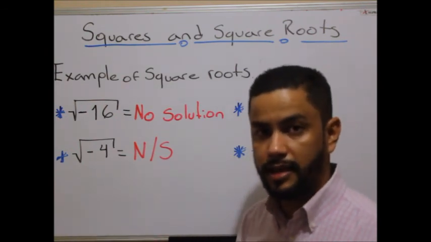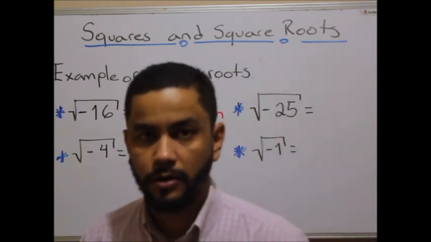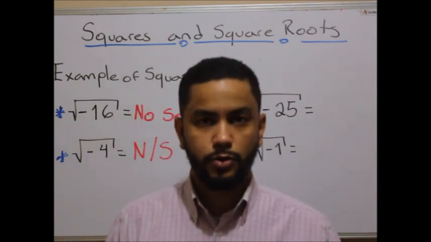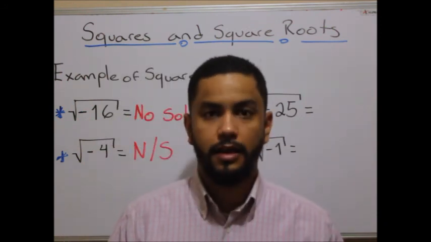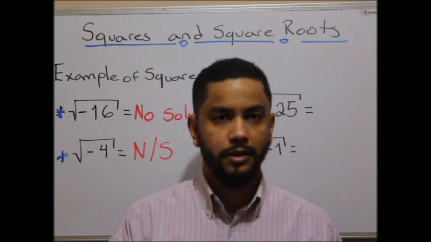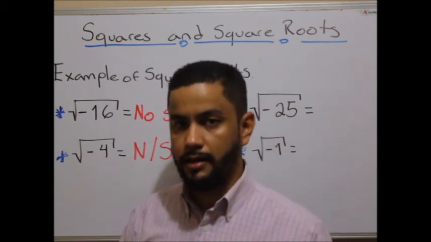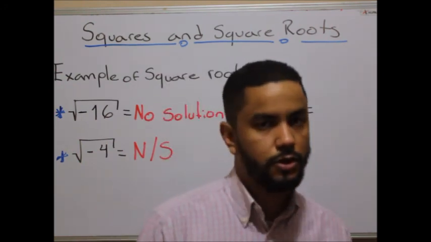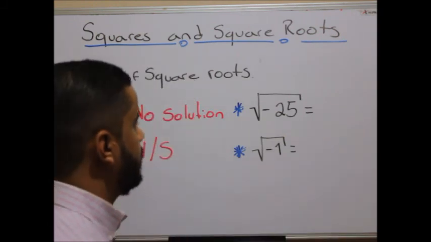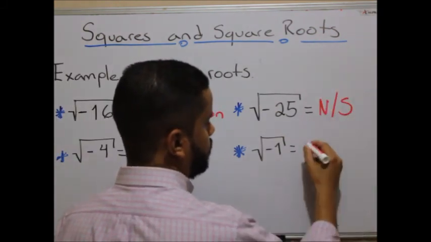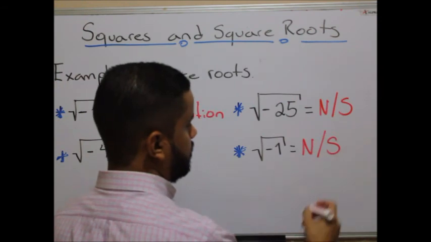So that means that negative numbers do not have a square root. Again, negative numbers do not have a square root. So we're going to continue with solving that. Here, no solution, and here, no solution.